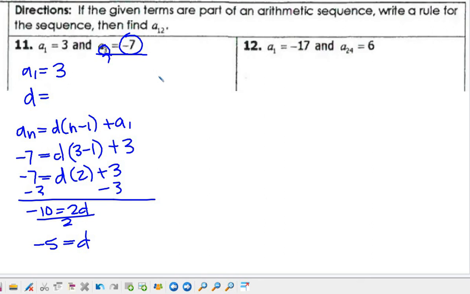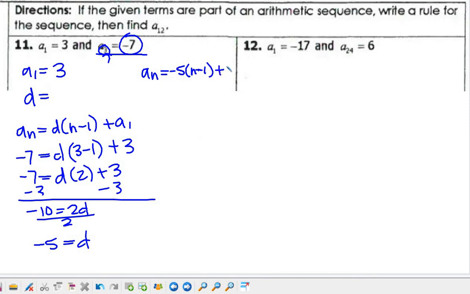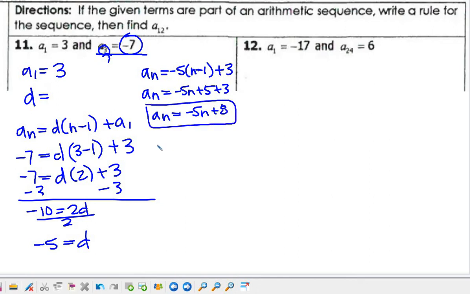So now I can write my rule. So a sub n is equal to negative 5 times n minus 1 plus 3. So a sub n is equal to negative 5n plus 5 plus 3. So a sub n is equal to negative 5n plus 8. So then a sub 12 would be negative 5 times 12 plus 8. So a sub 12 is equal to negative 52.